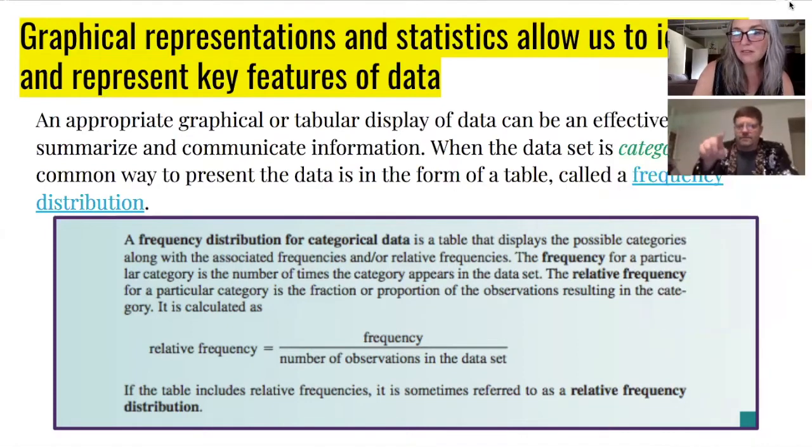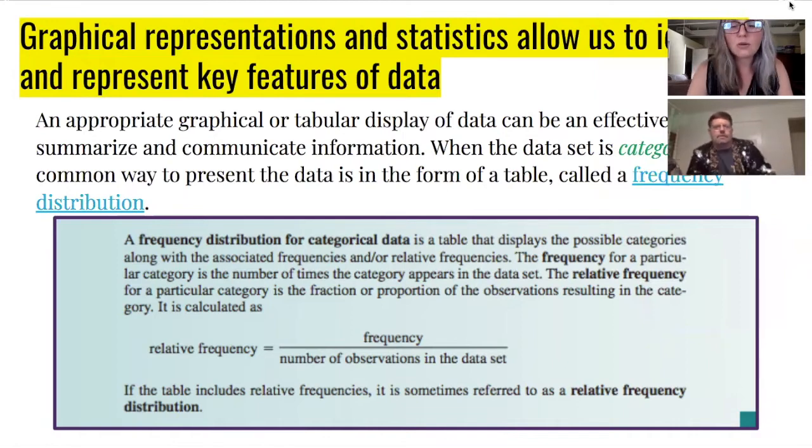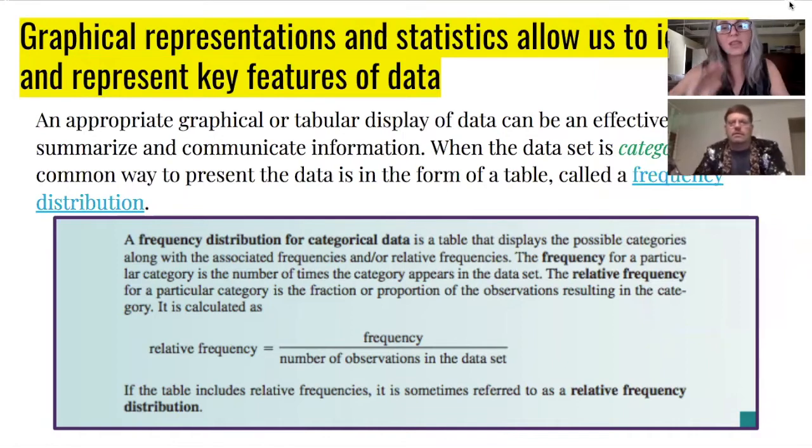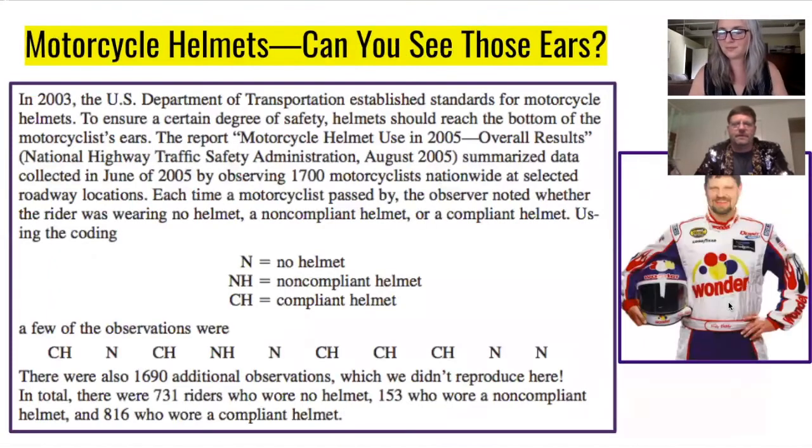Sometimes you're going to see me flip my wording to relative frequency distribution, which means I'm going to take that frequency and divide it by the number of observations in the data set. I think this will make more sense when we go to the first problem. So I'm just going to jump straight over. Let's clarify with an example.